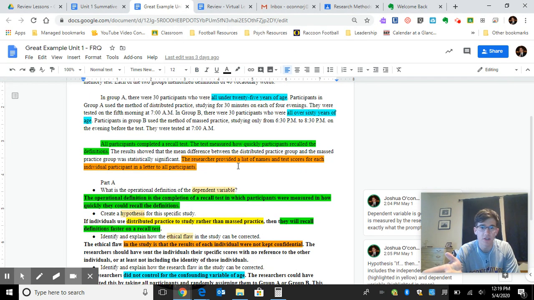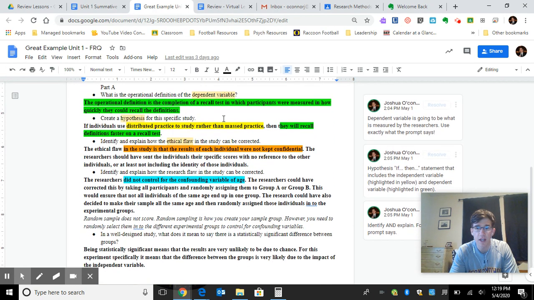So they're all going to be tested at 7 a.m. They're going to complete a recall test. The test measured how quickly the participants recalled the definitions. That's an important part. And then it talks about what the researchers did afterwards. So the first part, operational definition of the dependent variable. So remember, operational definition means a very specific measure or statement of what that variable is. Now, a dependent variable is what is going to be measured.